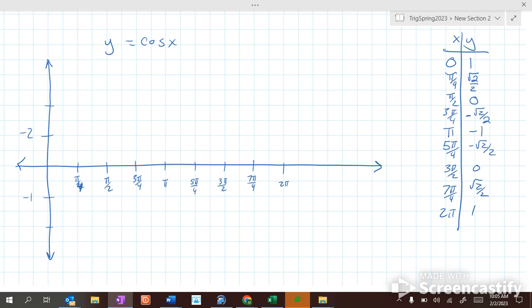All right, so then we're going to graph this. Instead of starting at 0, 0, we start at 0, 1. Pi over 4, square root of 2 over 2. Pi over 2, 0. 3 pi over 4, negative square root of 2 over 2. Pi, negative 1. 5 pi over 4, negative square root of 2 over 2. 3 pi over 2, 0. 7 pi over 4, square root of 2 over 2. 2 pi, 1.